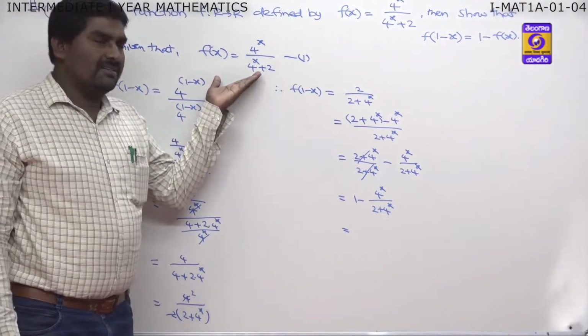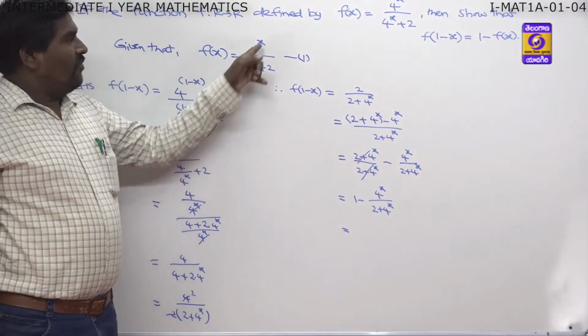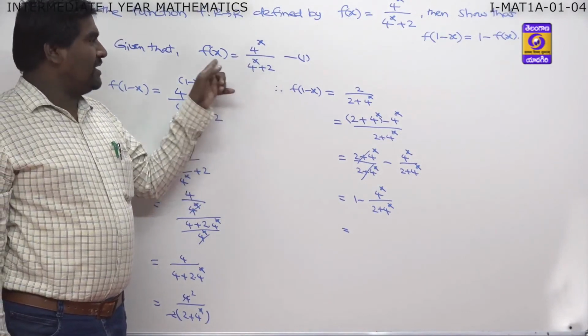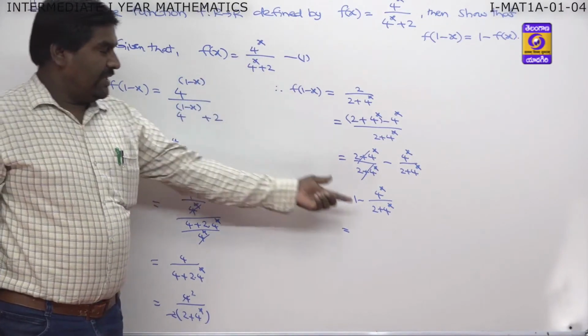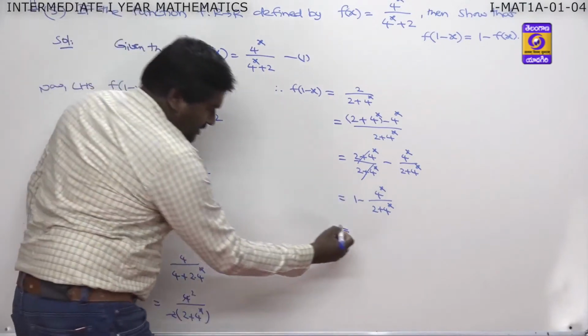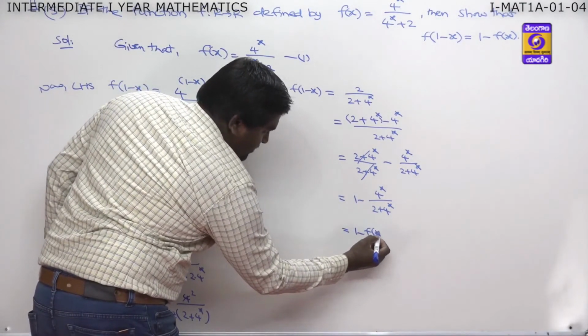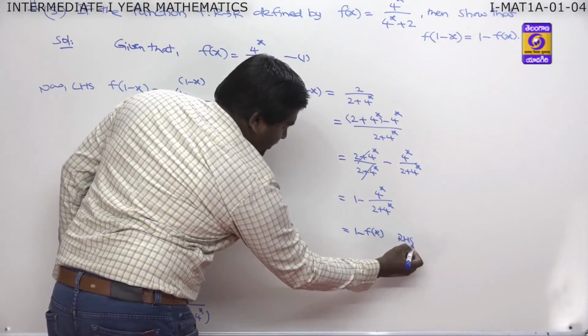See the equation 1. 4 power x by 4 power x plus 2 is equal to f of x. Exactly the same is here. It is 1 minus f of x, which is the required one.